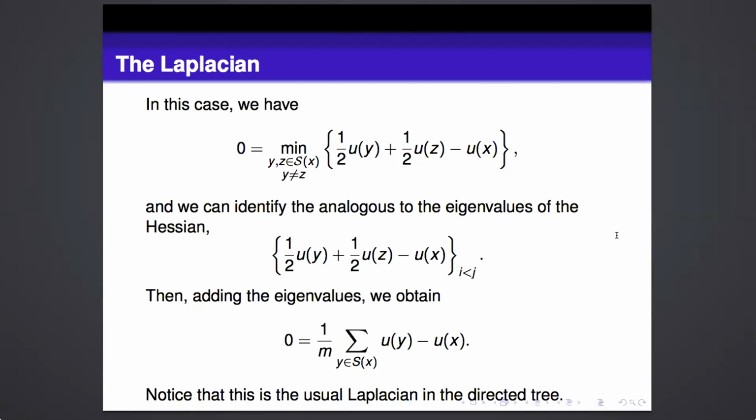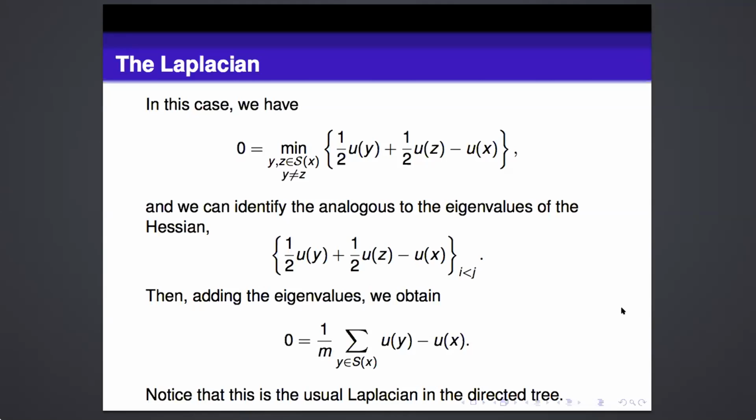In this binary tree, or in these trees, what you get is this equation. This equation says that the mean value of u in all the successors, in all the nodes that are one level below x, minus the value of the function at the father is going to be 0. This is the Laplace equation. This is the Laplacian equals to 0 in the directed tree. This is the usual thing that was studied before for the tree.